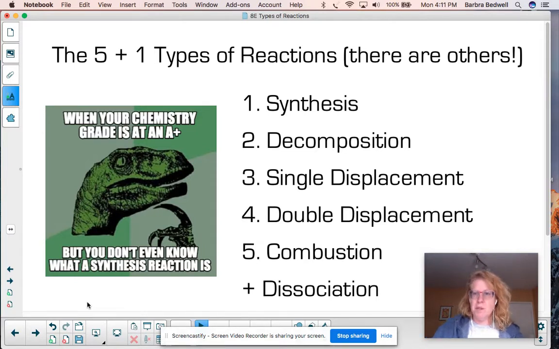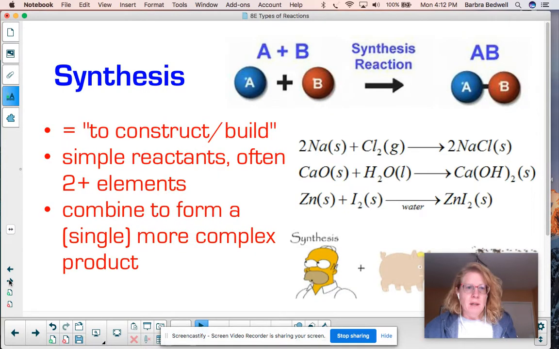Synthesis and decomposition, I'll talk about those two kind of together. Single displacement, double displacement, I'll talk about those two together. Combustion's kind of its own thing, and then dissociation is kind of its own thing. So there's our 6 different types of reactions. So for this one, I'm going to start off with synthesis and what synthesis reactions are.